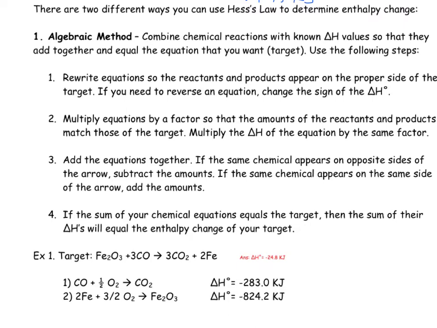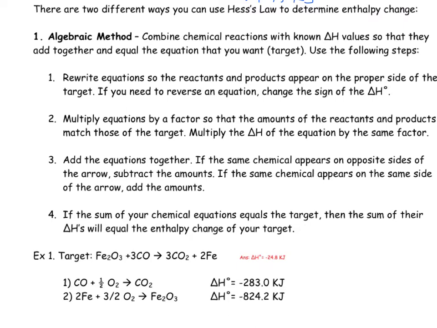Use the following steps to algebraically add equations together. Number 1, you rewrite equations so that the reactants and the products appear on the proper side of the target equation. If you need to reverse an equation, write it backwards. You have to change the sign on the delta H. Number 2, you can multiply equations by a factor so that the amounts of the reactants and products match those of the target equation. If you do so, you must multiply the delta H of the equation by the same factor.